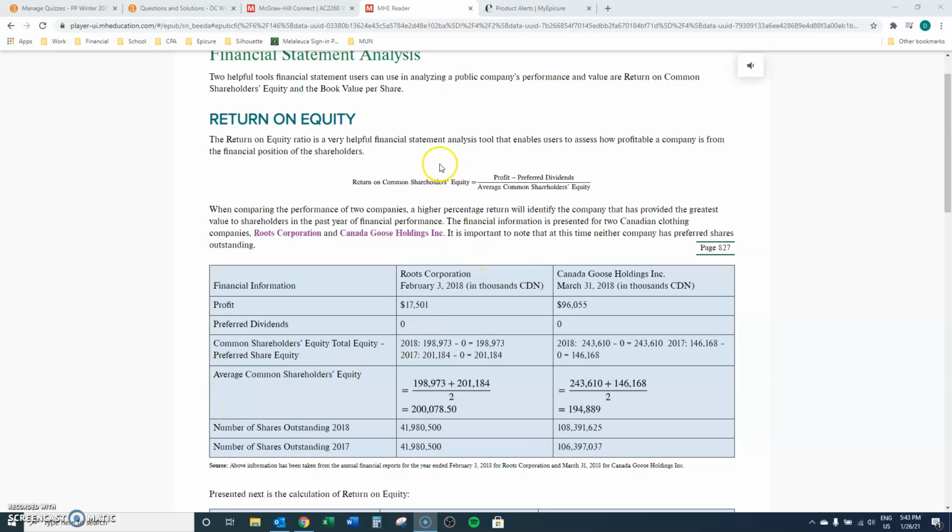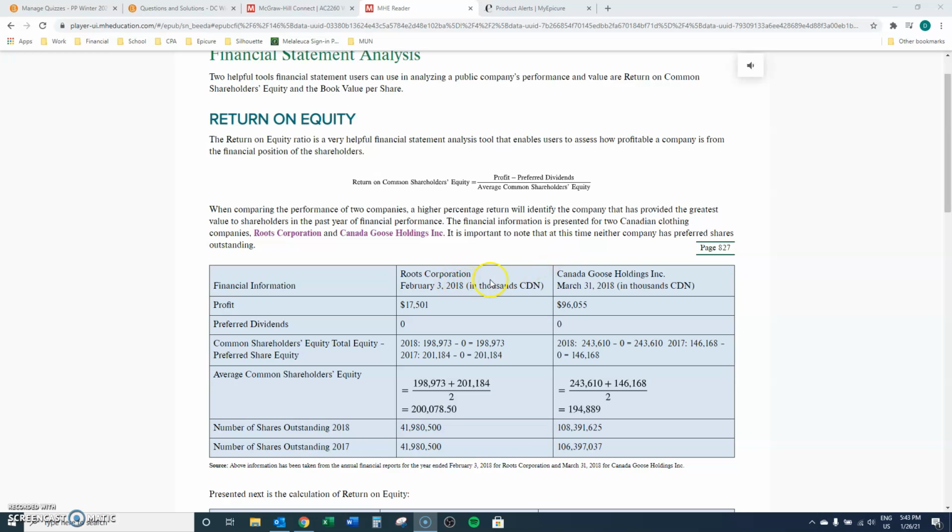Return on equity. Here again, this one is helpful in enabling us to determine how profitable a company is from the position of its shareholders. So return on common shareholders' equity is profit less preferred dividends divided by average common shareholders' equity.